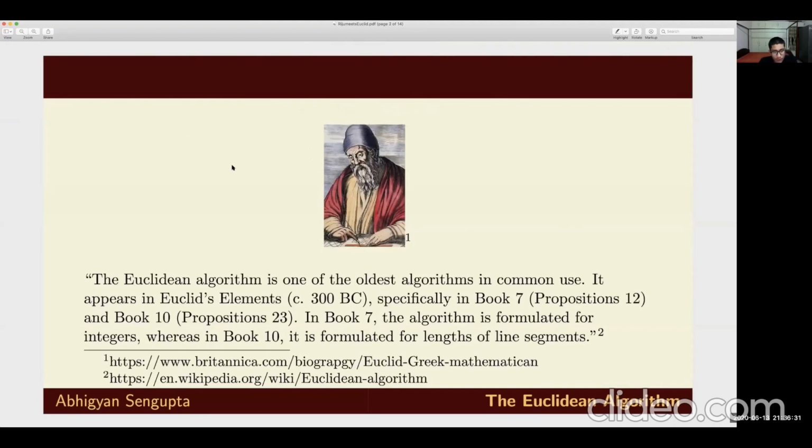The Euclidean algorithm is one of the oldest algorithms in common use. It appears in the book called Euclid's Elements, which was written in the year 300 BC, specifically in Book 7, Proposition 12, and Book 10, Proposition 23.